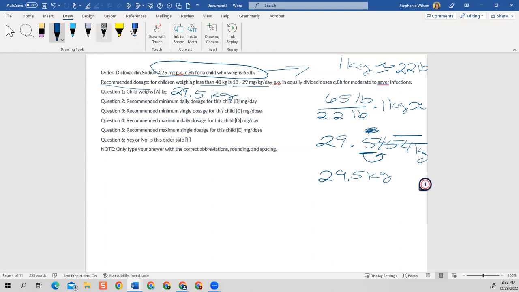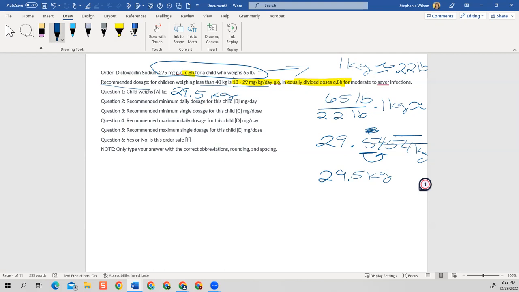We have a minimum of 18 to a maximum of 29 milligrams per kilogram per day. So for each kilogram, we're going to base this information on. It says it's in equally divided doses every 8 hours. Sometimes the recommendations may say every 6 hours or every 4 hours. It may have multiple choices here. That's because the doctor has multiple options, every 4 hours, every 6 hours. So make sure and review what the order is and what the recommendation is, and you may have to do a little bit more calculations. If you have issues with that, just reach out to me.